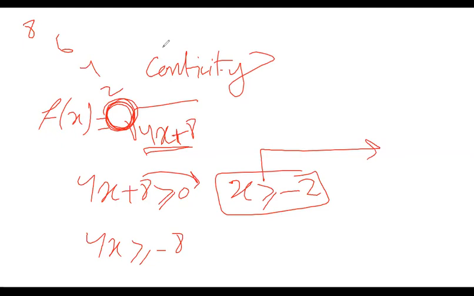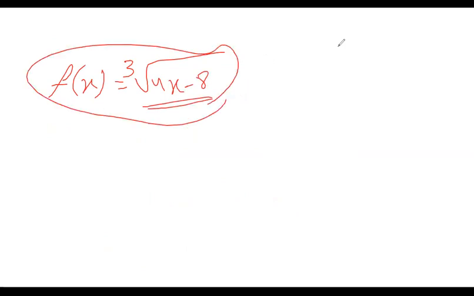Now, if I have an odd root, a cube root, for example, or any other odd root of x. Let's take something similar to that example. So here, the domain for an odd root will be all real numbers. So here we will say the function is continuous everywhere.